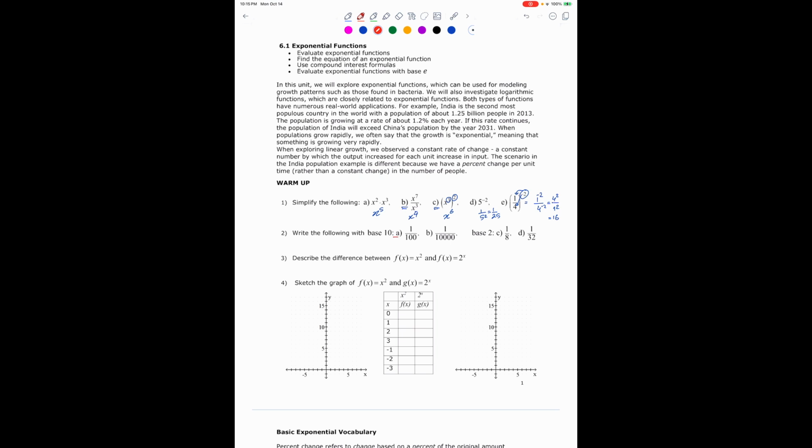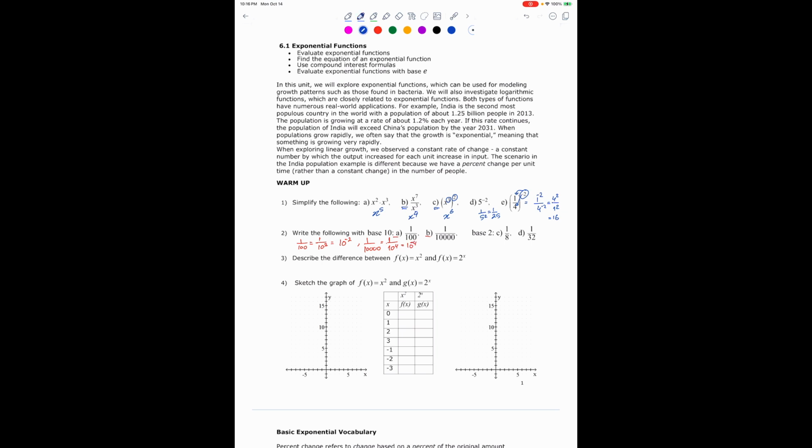The second activity: you need to know how to deal with numbers that have a specific base. For example, for a and b, I would like to change that into a base of 10. I know that 1 over 100 can be written as 1 over 10 to the second power, but I want this to be of base 10. So I'll say 10 to the negative 2 power. I'm switching the power into negative and taking the reciprocal of the fraction. Same with 1 over 10,000. So 1 over 10,000 is 1 over 10 to the 4th power. Again, this can be turned into 10 to the negative 4th power.